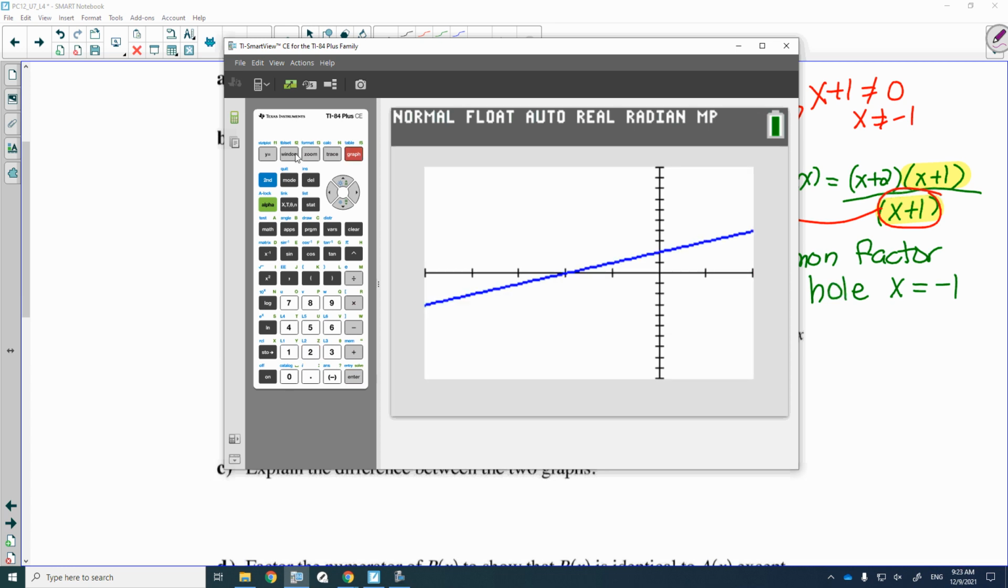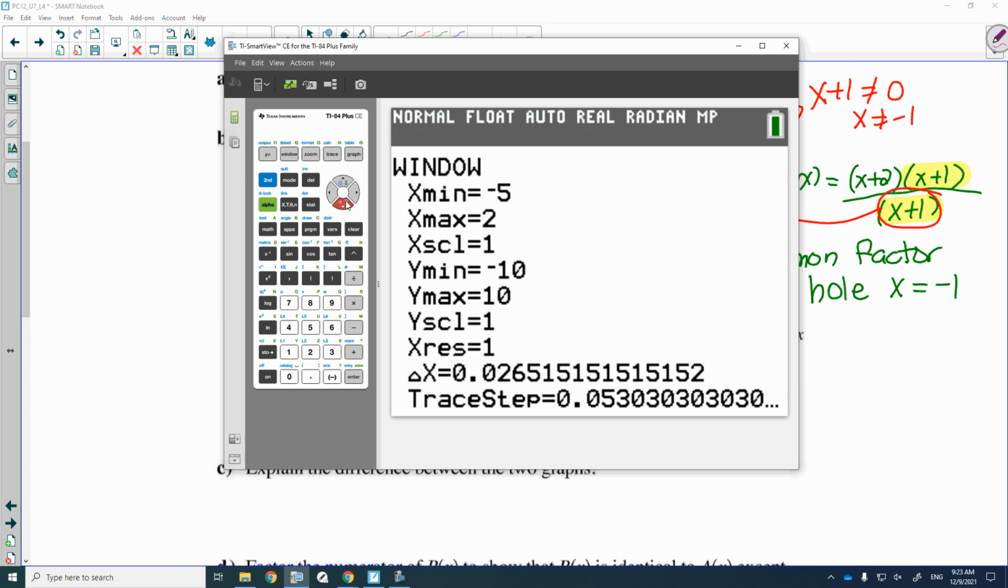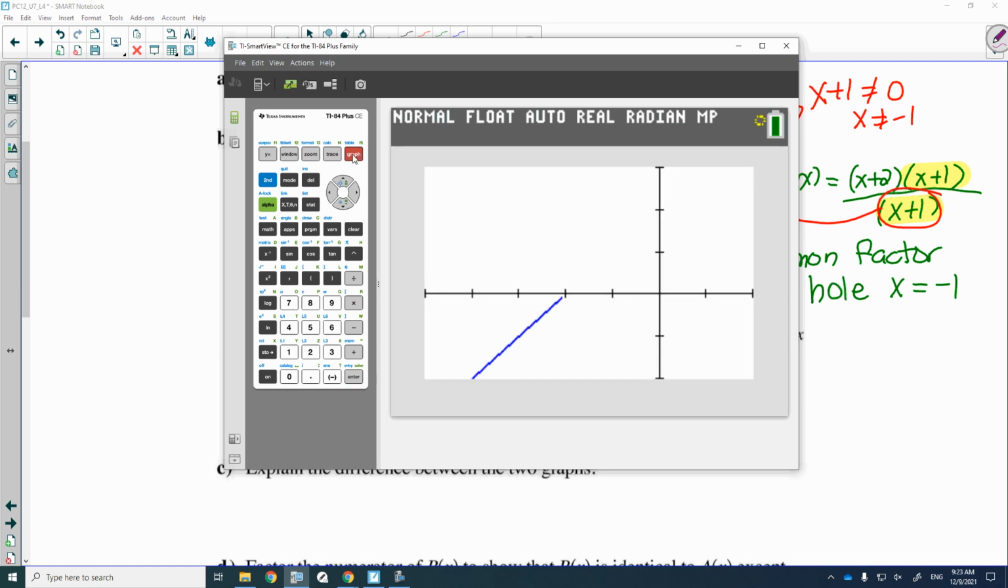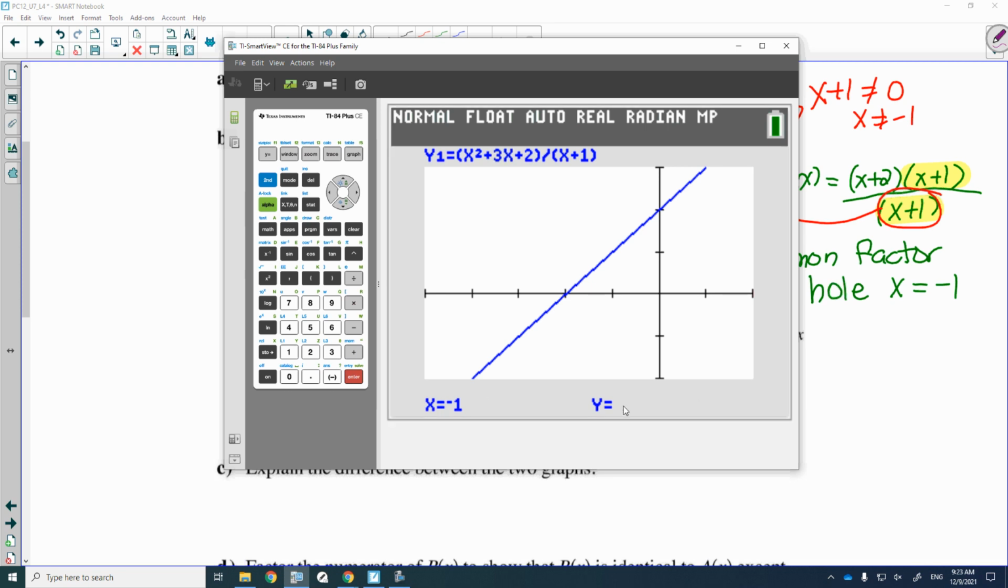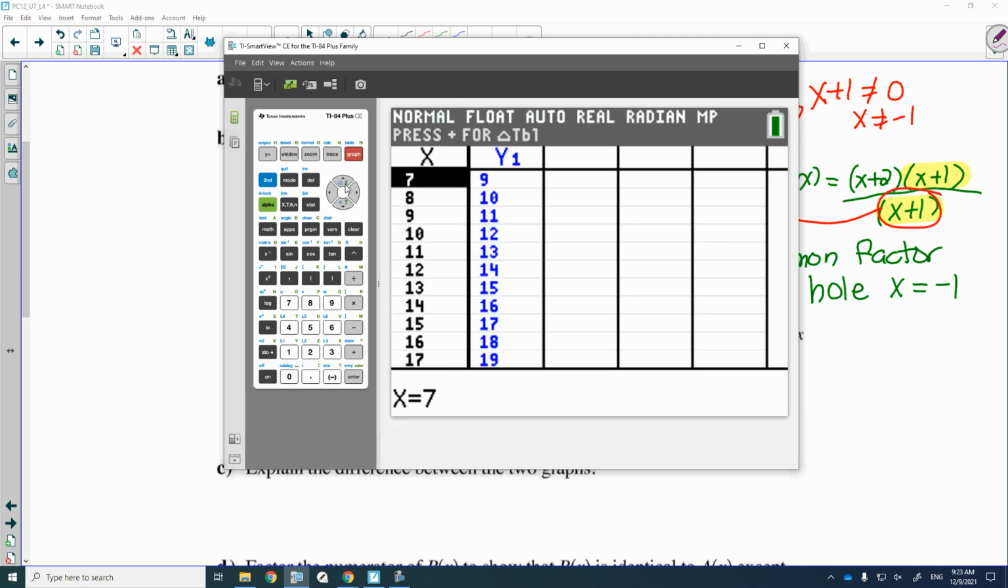Nope. And I'm going to try one more thing. Window. I still can't see it. There is a hole. Here's how you could see the hole. Go to second function, trace a value, type in when x is -1. Does it give you a value? No, that's the hole. So there's a hole right there. The other way you could see that hole is in your table. And if you were at -1, you'd see this. That error is a hole in your graph.